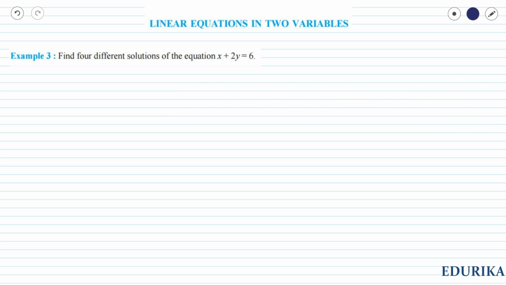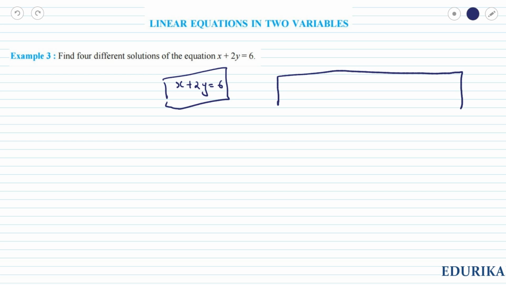The question says find 4 different solutions of the equation x plus 2y is equal to 6, right? This is the given linear equation, that is x plus 2y is equal to 6, given to us, right? So we have to find 4 solutions. Well, there are a few steps that we need to follow. First, in such kind of problem, we will draw a table, and we'll divide it into x and y, right? And we will include a few values of x, and we will find the values of y through that.